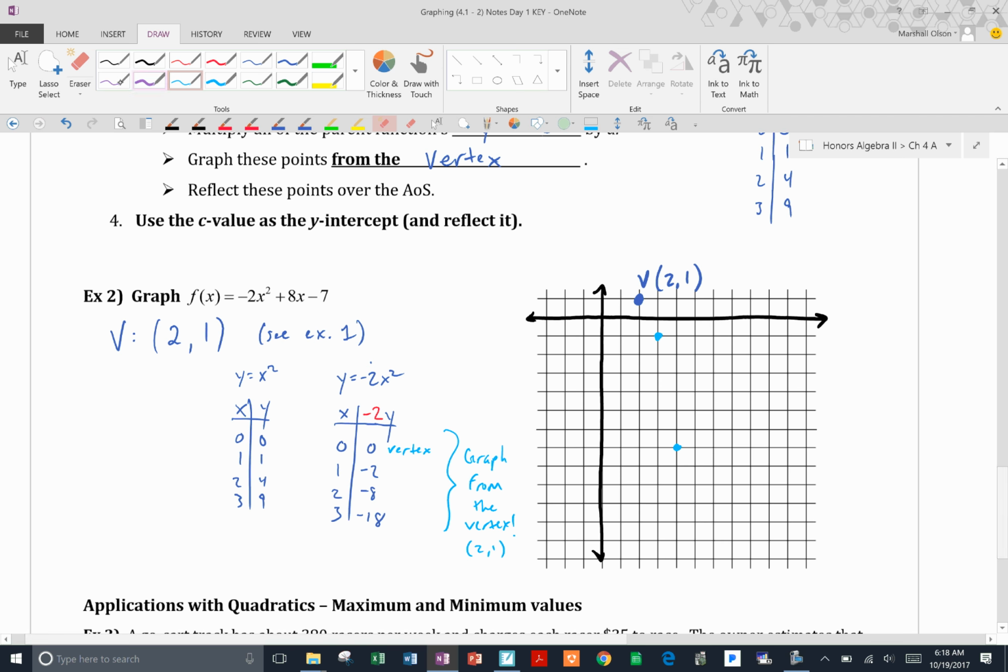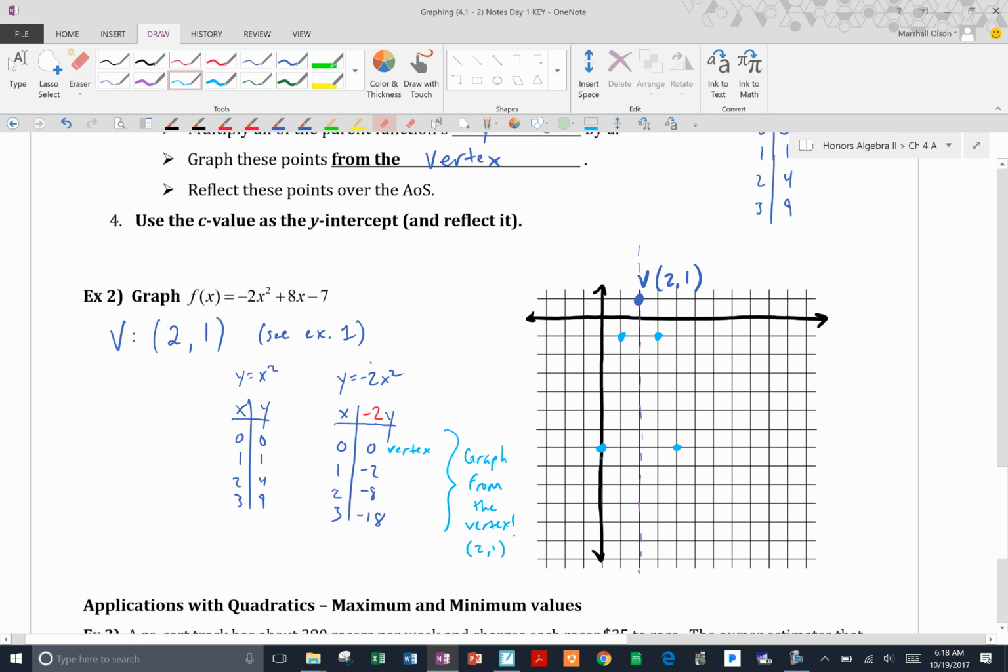So let's just reflect it. If you want to just lightly sketch in your axis of symmetry, you don't have to do that. But it kind of helps to go, I'm going to go from here 1, and then I'm going to reflect it over 1 like that. Okay, so I'm going to have a point right there. This point is 2 away from the vertex. I'm going to go 2 away this way.